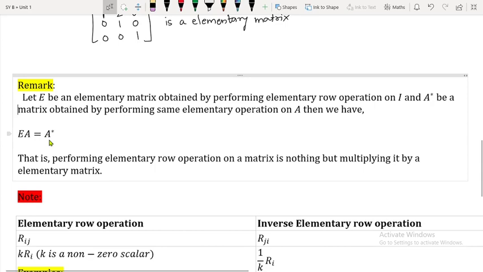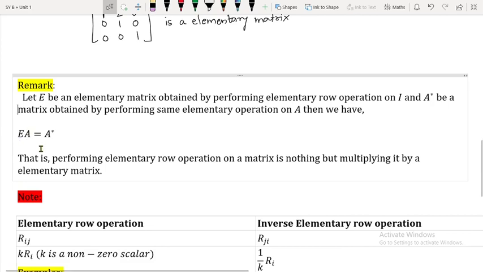Now what is the meaning of it? The meaning is, in other words, performing elementary row operation on a matrix is nothing but multiplying that matrix by an elementary matrix. ओके, म्हणजे ज्यावेळेस तुम्ही एखाद्या मॅट्रिक्स वरती एखादं रो ऑपरेशन परफॉर्म करता, त्याचा अर्थ काय असतो? इनडायरेक्टली वी आर मल्टिप्लाइंग दॅट मॅट्रिक्स बाय व्हॉट? अ एलिमेंटरी मॅट्रिक्स. Now till now you have seen many examples where you have performed elementary row operation.